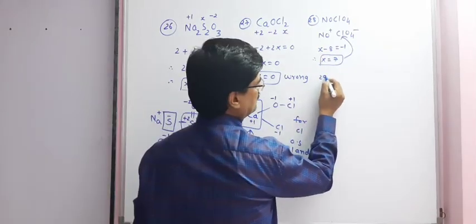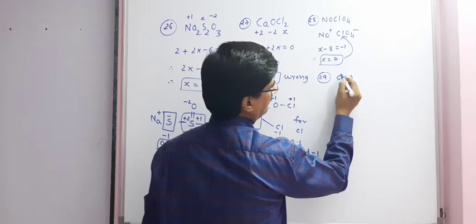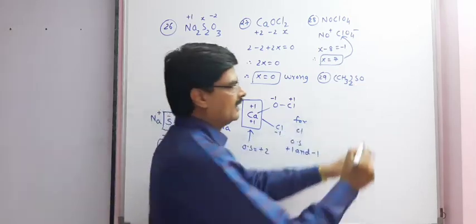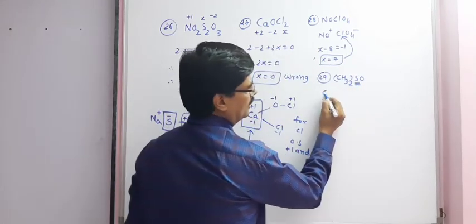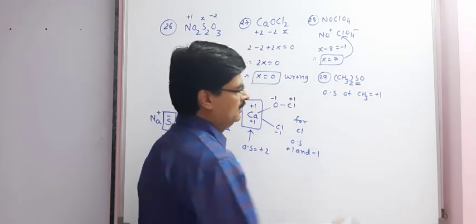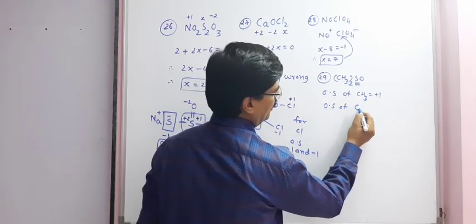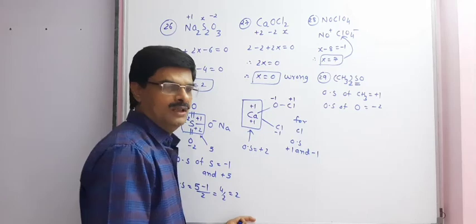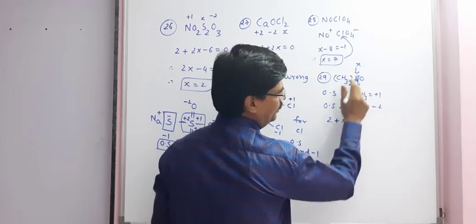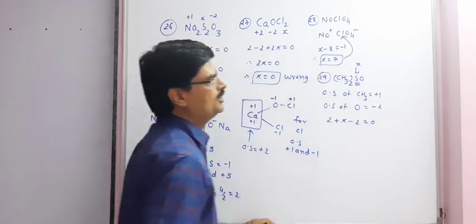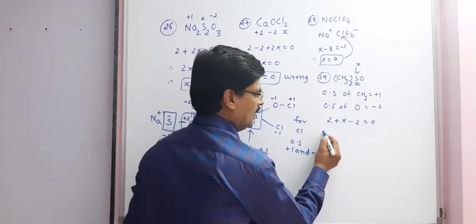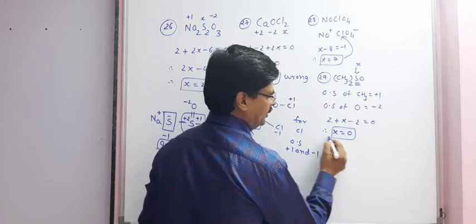One more case, (CH3)2SO. We have to find out the oxidation state of sulfur. How can we find it out? The oxidation state of CH3 is equal to +1. The oxidation state of oxygen is equal to -2. On that basis, we have 2 plus, for sulfur we say X, 2 plus X minus 2 is equal to 0. For CH3 it is 1, so 2 ones are 2 plus x minus 2. So ultimately x is equal to 0.